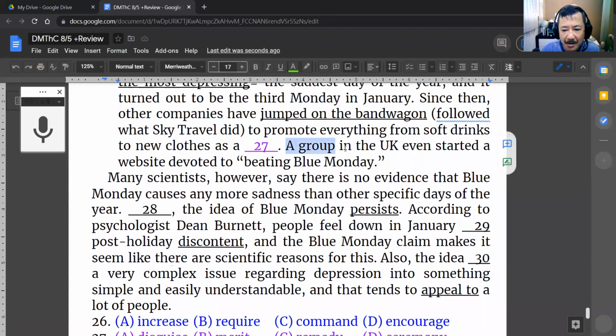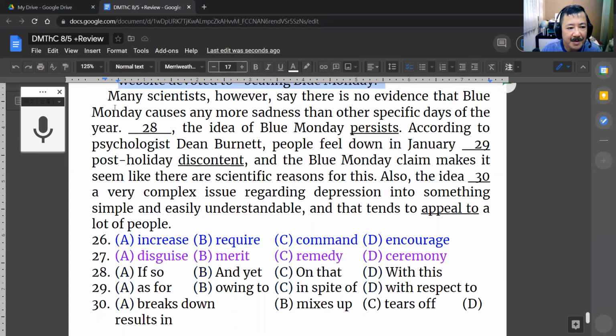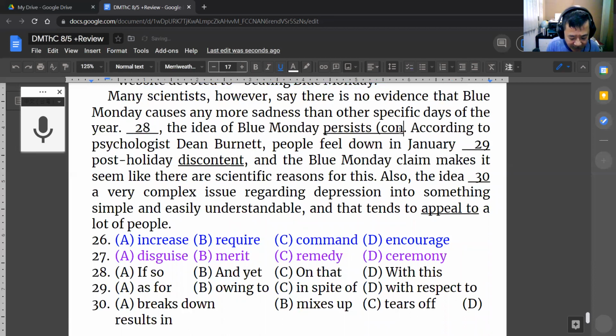A group in the UK even started a website devoted to beating Blue Monday. Okay. Many scientists, however, say there is no evidence that Blue Monday causes any more sadness than other specific days of the year. Okay. So, however, there is no scientific 根据 for any of this. Okay. And then here, the idea of Blue Monday persists, continues. You need to know what persist means.